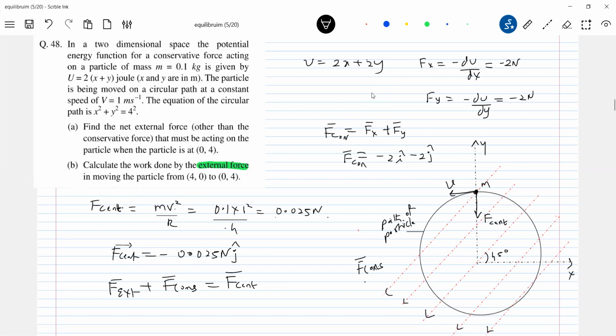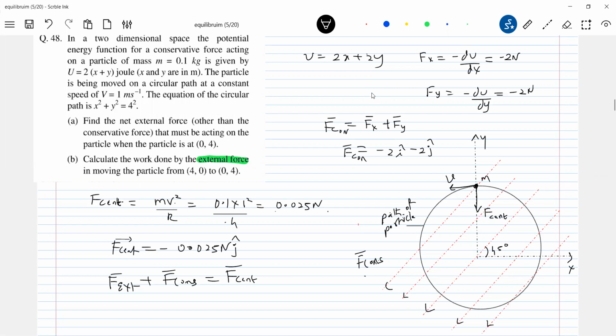Can you solve this, just as mathematics? I just gave the idea. We take F centripetal as m v square by r. That is the definition of centripetal force. Because it is moving under the action of conservative force and external force in a circular path, the conservative force alone is unable to provide it. So some extra agent is brought here. The resultant of that will provide the required centripetal force. That's the condition given.